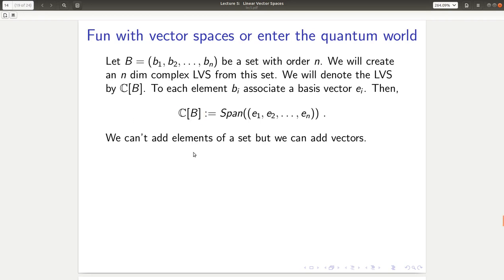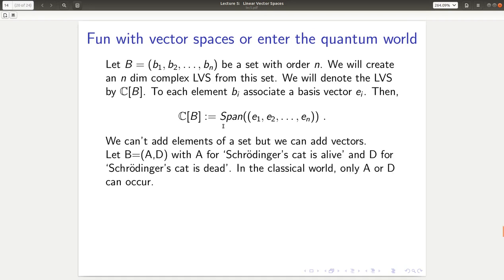Now comes the interesting part. B1 plus B2 doesn't make sense, but E1 plus E2 makes sense. So we can add vectors, but we cannot add elements of a set. That's one important thing. And this, by the way, is a very standard trick in mathematics to prove certain things. I didn't know this, but it's also a way to understand quantum mechanics, as we will see.